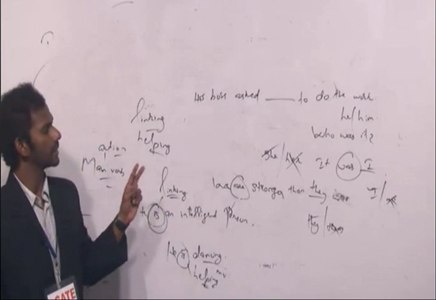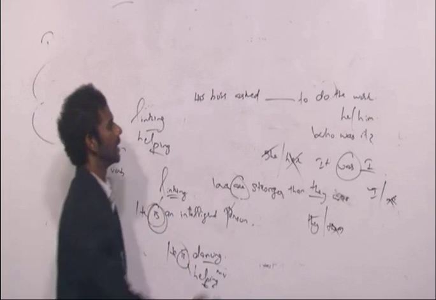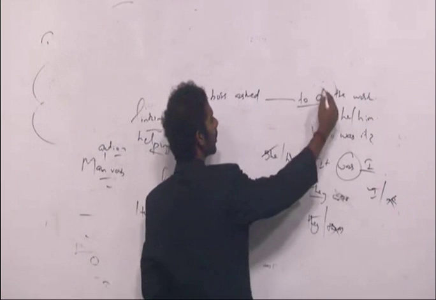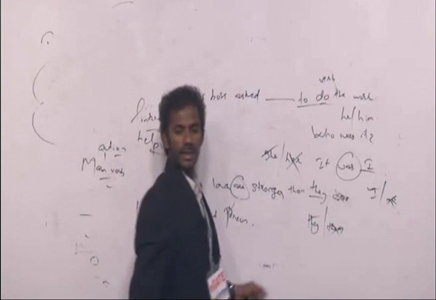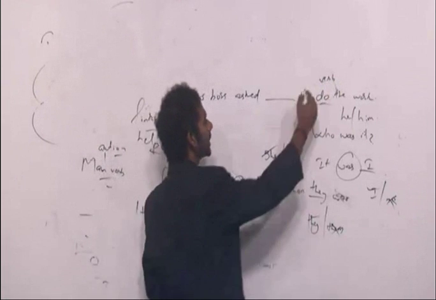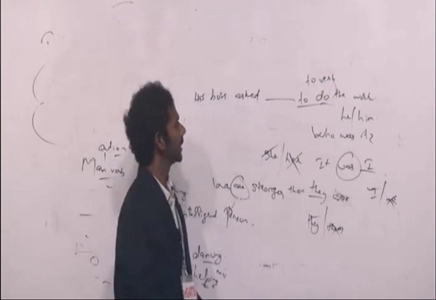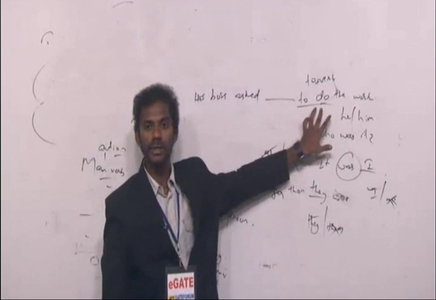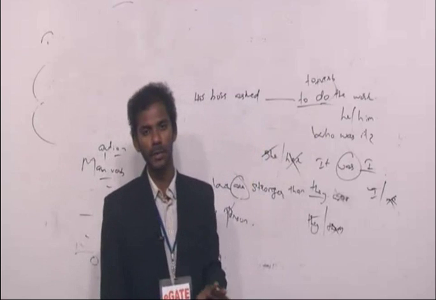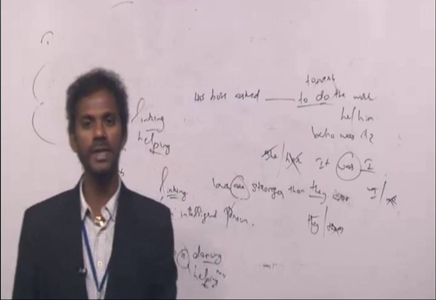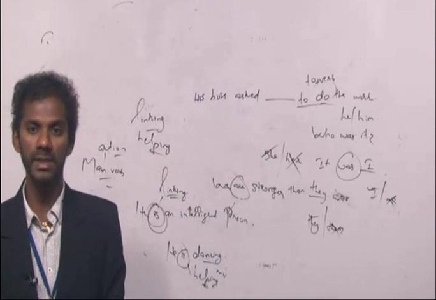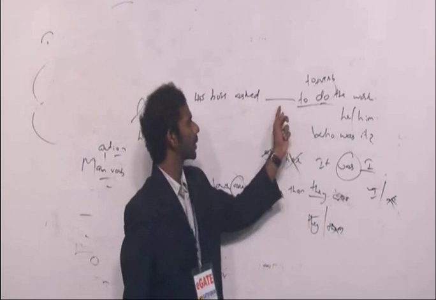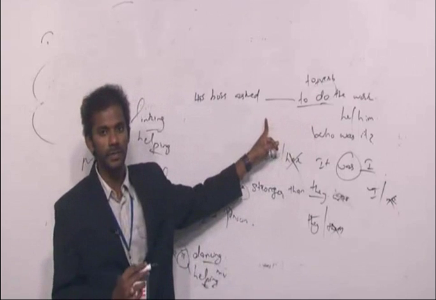His boss asked dash to do the work. To do is an infinitive because do is a verb, and to do means to plus verb. Clear? So here the pronoun is coming before the infinitive. As I said, if a pronoun comes before or after an infinitive, that pronoun must be in the objective form. So this pronoun must be in the objective form.